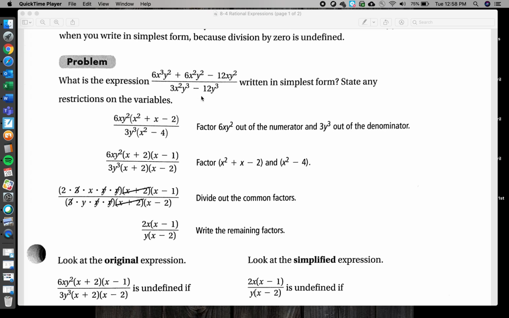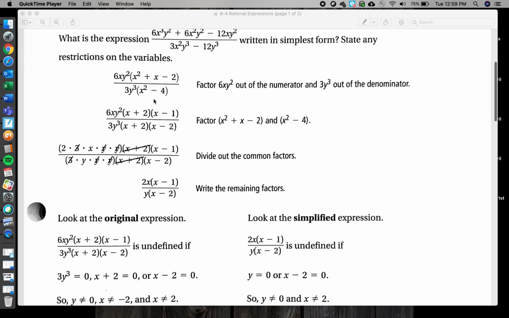Notice in the denominator, 3 is a common factor. There are no x's in both, so we can't do anything there, but we can factor out a y cubed. So that's what they did, they factored those things out first off. Then, if you look at what's left in parentheses, you can factor each of those even further. So x squared plus x minus 2 factors to x plus 2, x minus 1. In the denominator, you've got a difference of squares, so it factors to x plus 2 and x minus 2.